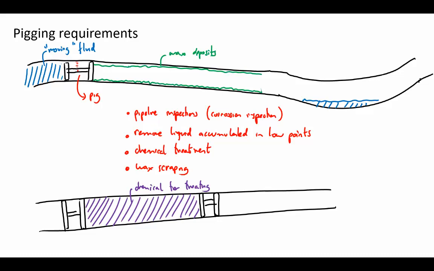So: inspection, removing accumulated liquid, chemical treatment, wax scraping. There are many reasons why we sometimes have to send pigs through the system, through the pipe. And you see, I always need a moving fluid, which typically is dead oil. If I'm removing the liquids from a pipe, I'm not going to use liquid, but I use a gas, maybe nitrogen. I can simply use the production fluids.